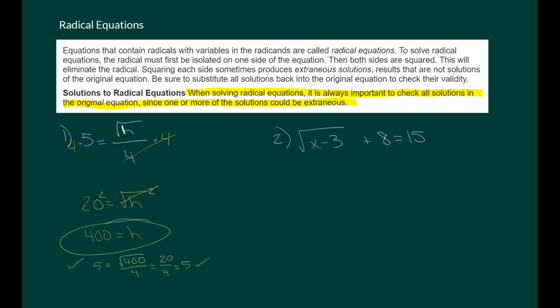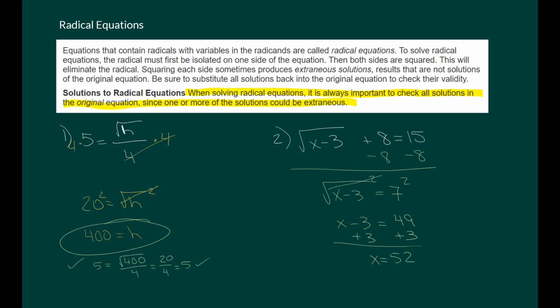Number two, I'm isolating, so I'm going to subtract this 8 first. So I have the square root of x minus 3 equals 7. I'm going to square both sides to get rid of the radical. I get x minus 3 equals 49. Add 3 to both sides, I get x equals 52.